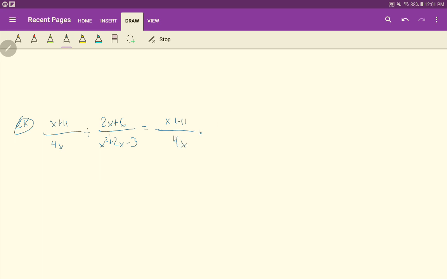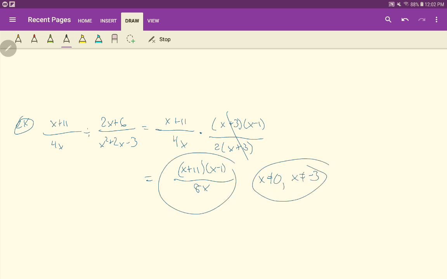So again, we'll just change the division to multiplication and do the reciprocal here and factor as well. So let's see here. We have x plus 3, x minus 1 over factor out a 2, x plus 3, like that. The only thing that cancels here is the x plus 3s. And so we still have x plus 11 times x minus 1 over 8x. At this point, we can just leave it like that if we want to. So x cannot be 0 here, and x cannot be negative 3. And there's our answer.